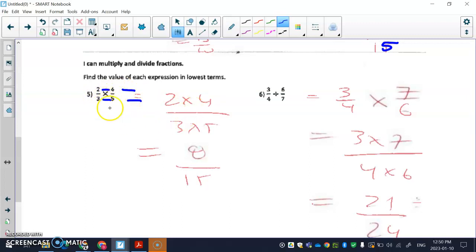2 times 4 is 8. 3 times 5 is 15. 8 over 15. You can reduce sometimes. In this case, you can't. And the next one you will be able to.